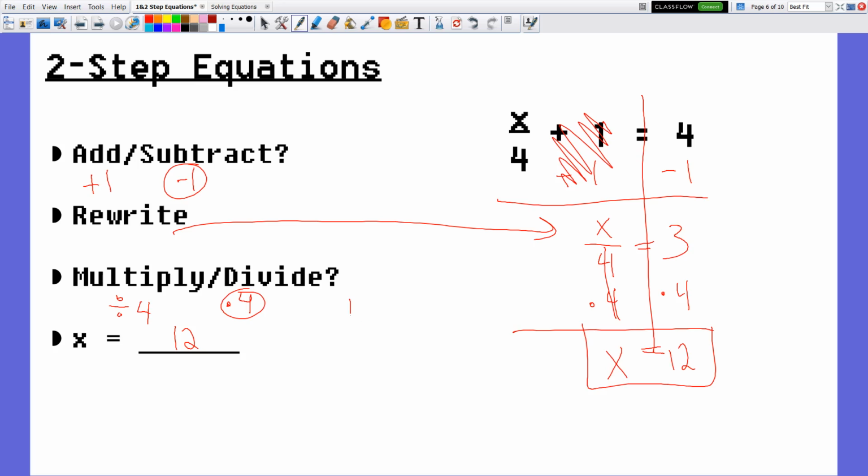Let's check it. 12 divided by 4 plus 1 equals 4. Division comes before addition, since we're solving PEMDAS from P all the way down to S. So 12 divided by 4 is 3, plus 1 equals 4. 3 plus 1, 4 equals 4. Sweet.